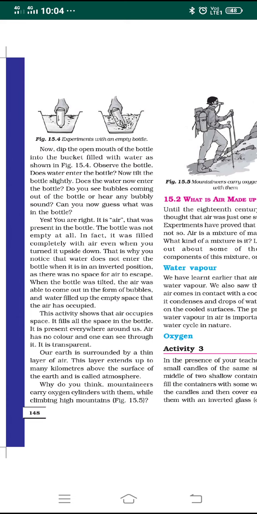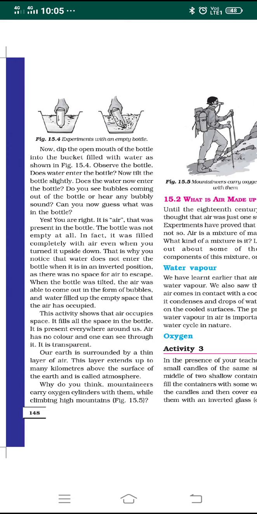There are different layers: troposphere, stratosphere, mesosphere, thermosphere, and exosphere. Many layers are there. So this air is present up to some height, up to some kilometers above the surface of our earth. This layer of air, which extends up to some kilometers in height above the surface of the earth, is known as the atmosphere.